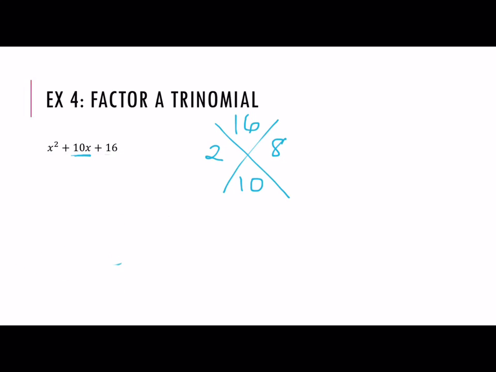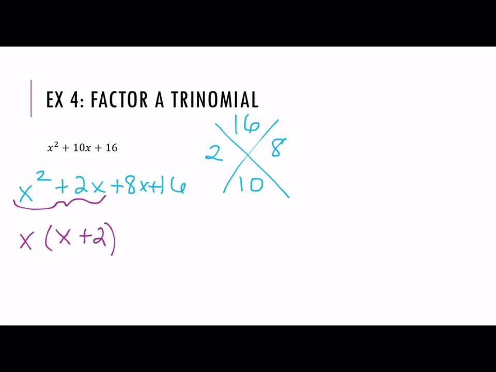Okay, so next step, rewrite the expression. So we'll leave x squared and 16, but in the middle, instead of 10x, we write this as plus 2x and plus 8x. Okay, the two new numbers that we found. All right, and then factor out the greatest common factor from the first two terms. So out of x squared and 2x, we can take out an x. And what's left is x plus 2. And then out of the second two, you can take out an 8. And what's left is x plus 2.